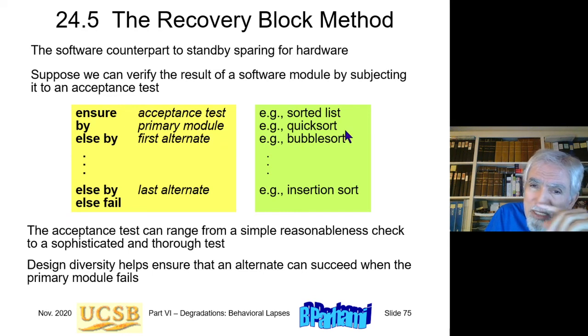So the example I cite here is that the primary module may be a quicksort routine, whereas the alternates are bubble sort, insertion sort, and so on. These are simpler programs to develop, therefore less likely for us to commit design errors and the software to have flaws in it, but they're less efficient. However, we don't use those very often, therefore it's not a big deal that they're less efficient.